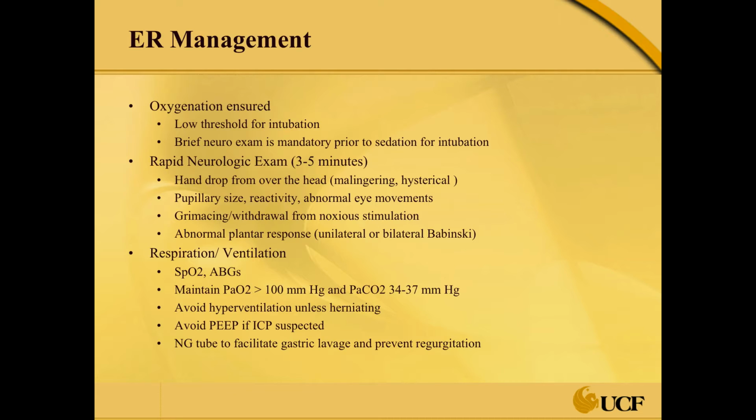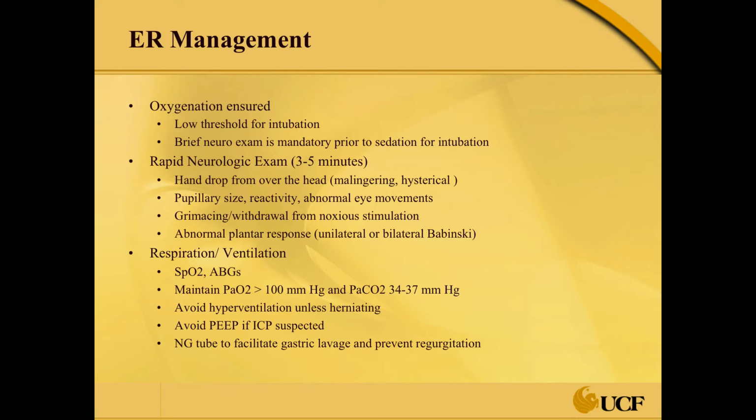You want to do a rapid neuro exam of about 3 to 5 minutes. You can do a hand drop from the head to assess for malingering, or if this is a psychiatric event. Obviously, if you do that and their hand smacks into their face, they're not malingering. If they do drop the arm and it avoids the face, then more than likely this is psychiatric and they're malingering. Pupillary size and reactivity, looking for abnormal eye movements. What are you assessing there?